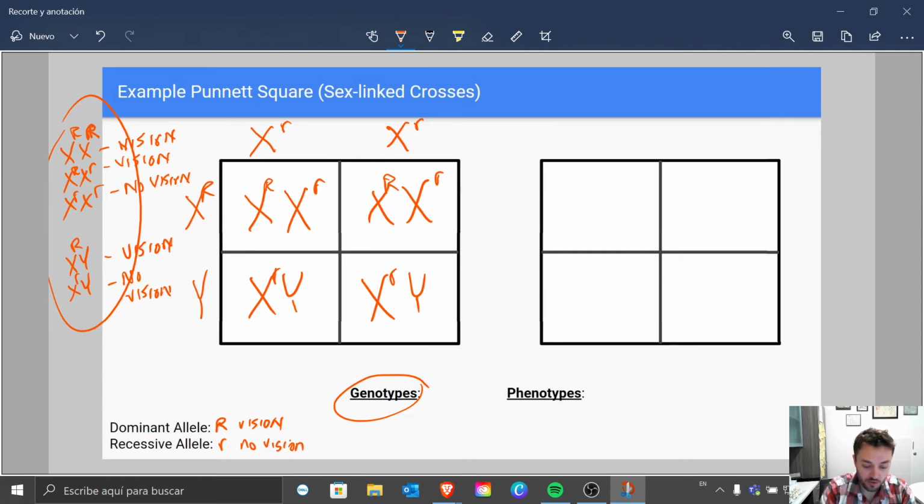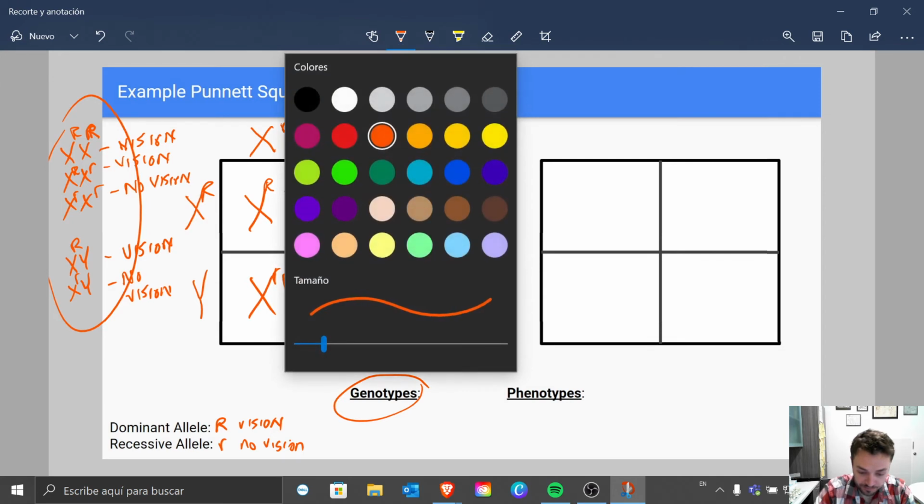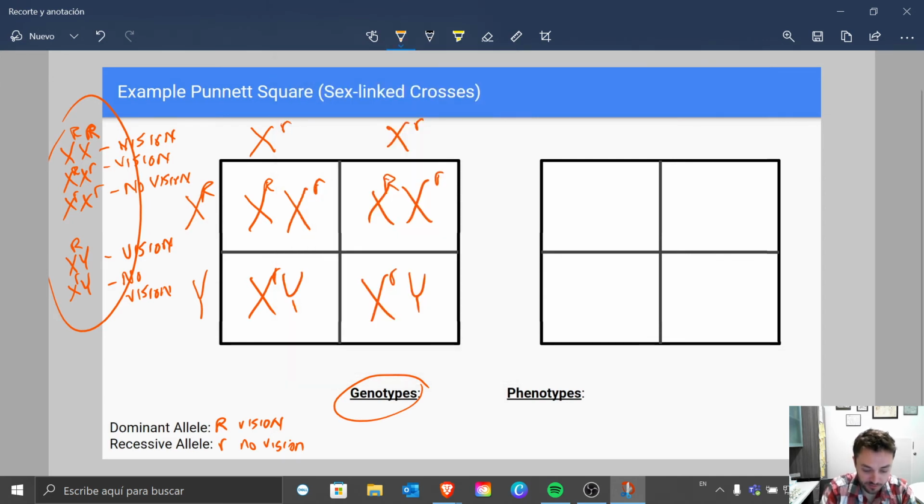So notice that all the female children, let's change colors again. Let's go orange. All the female children, which are these top ones here, are carriers. They're heterozygous, but they have normal color vision, right? They match this right here. The male children, on the other hand, both inherited the little r from the mom. So if we look here at this combination, the male children are colorblind.